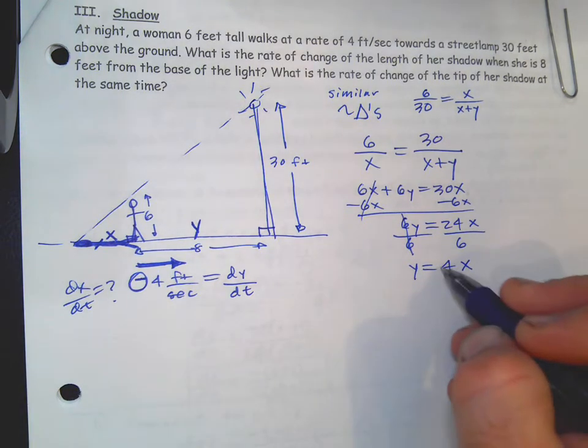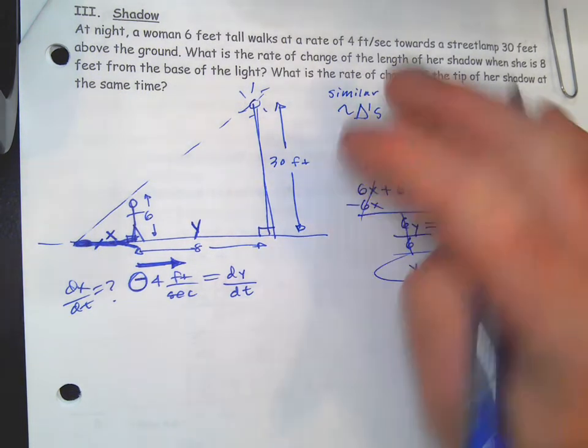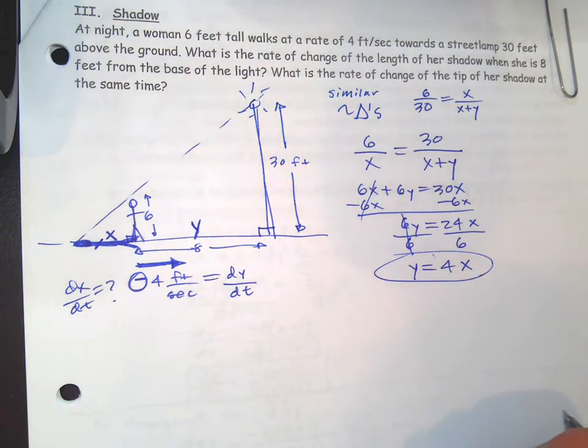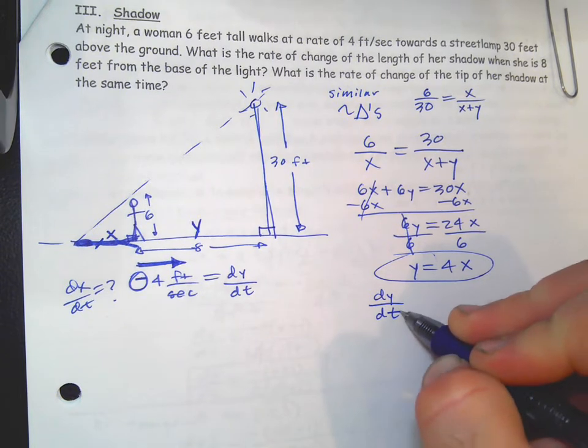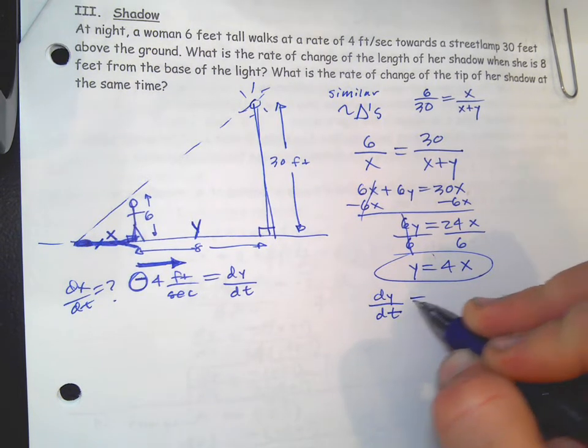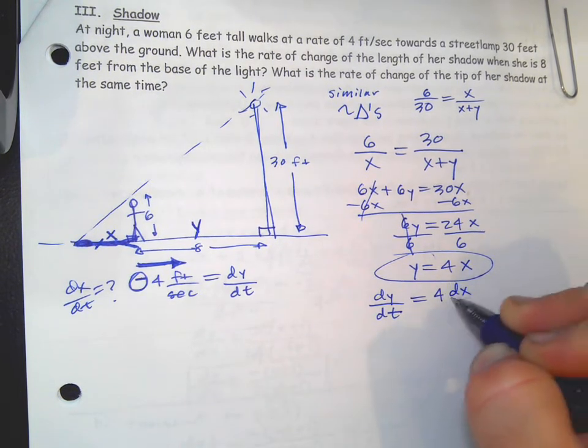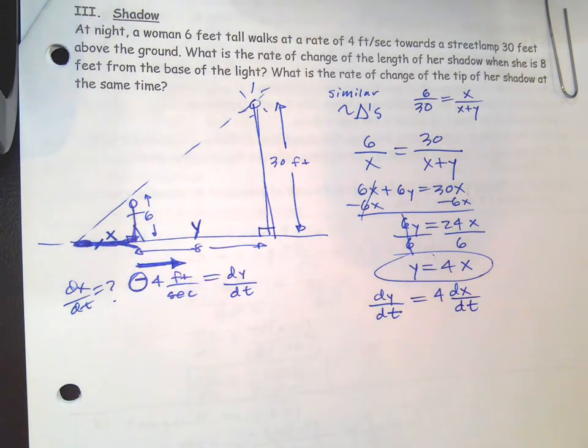So now we're going to take the derivative. We haven't done any calculus yet. It's all geometry so far and algebra. Now we're going to bring in calculus. Derivative implicitly with respect to time. dy/dt equals 4 dx/dt. 4 is just a number. Don't need to do product rule. We're always thinking derivative with respect to time on these time rate problems.